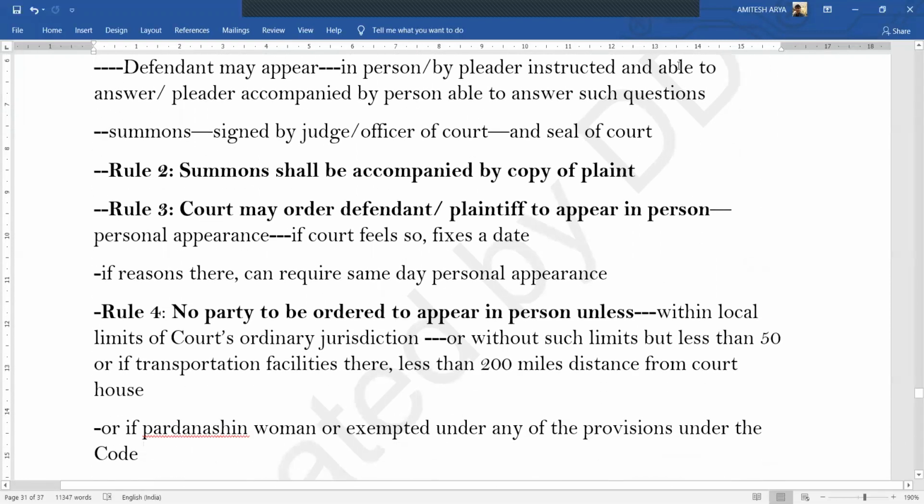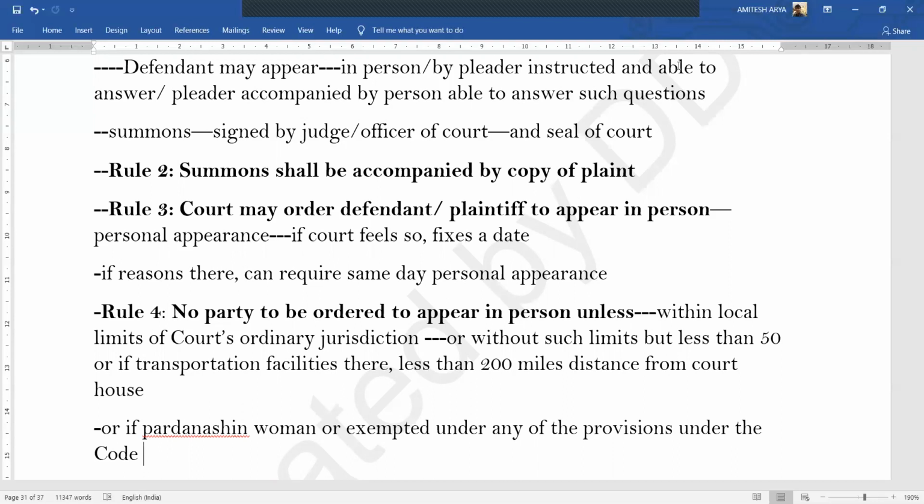And sometimes, by assigning reasons, they can also call for a same-day personal appearance. Now, Rule 4 is saying when a party should not be ordered to appear in person. You saw in Rule 3 that you can order a personal appearance, but here you will see when you cannot be ordered. The first thing is that the person should be within the local limits of the court's ordinary jurisdiction.